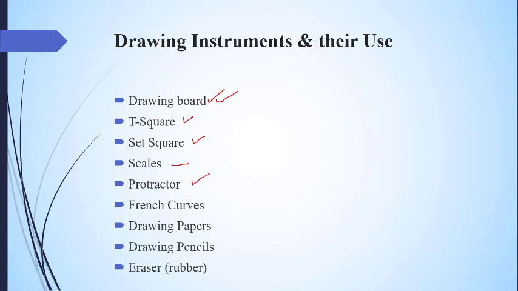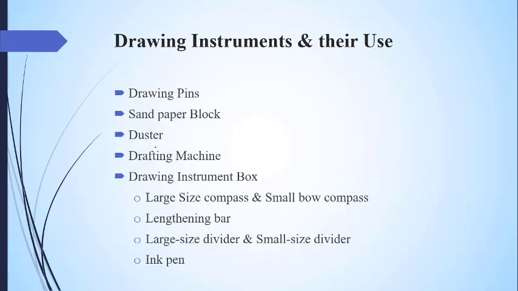The fifth one is protractor, what a protractor is, how it can be used, and how the angles etc. can be measured using a protractor. The sixth one is French curves and how French curves can be utilized for drawing purposes. Seventh is drawing papers. Eighth is drawing pencils, eraser or rubber that is used for rubbing, for clearing purpose. Drawing pins are commonly used to fix the sheets on the drawing table or drawing board.